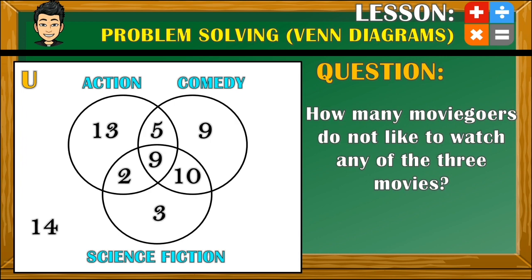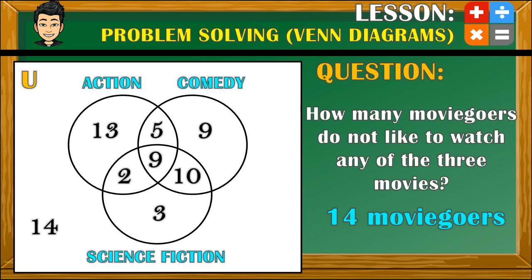How many moviegoers do not like to watch any of the 3 movies? Obviously, these are the elements na makikita outside our Venn diagram. So ang sagot natin dyan ay 14 moviegoers. That's it. Yan ang paraan ng pagsagot ng mga word problems involving three sets.